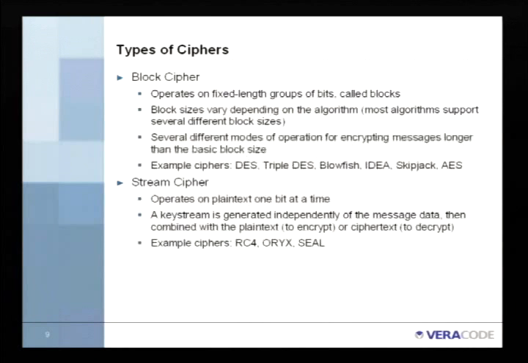Example ciphers that are block ciphers that you probably all recognize. A stream cipher is going to operate on the plain text one bit at a time. Usually what happens is there's a key stream that gets generated through the algorithm, and that's independent of the message data. And then what you do is you combine it with the plain text, usually with an XOR, to encrypt the data, or you XOR it with the ciphertext to decrypt. RC4 is the most common example of that.